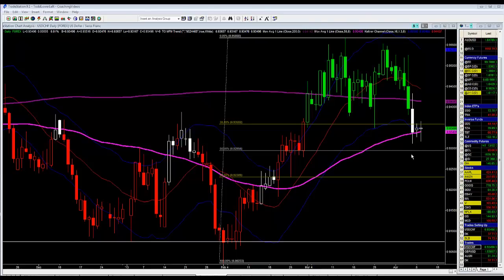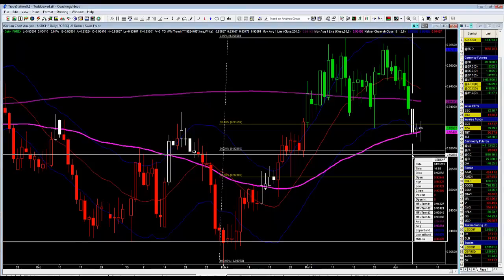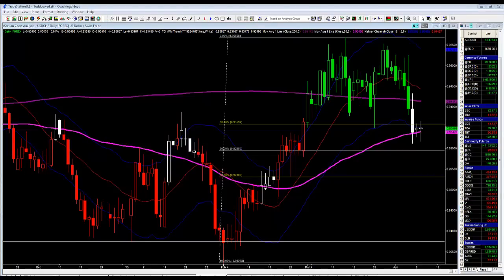My initial stop on this is below Friday's low of 93.12. I'm at 93.10. So I'm long at 93.50, and my stop is at 93.10. Can't write too well here. So look at my R. My risk is 40 pips on this trade. That's where I'm at. That's my current position in the US dollar Swiss franc.